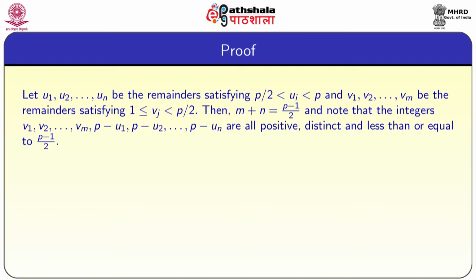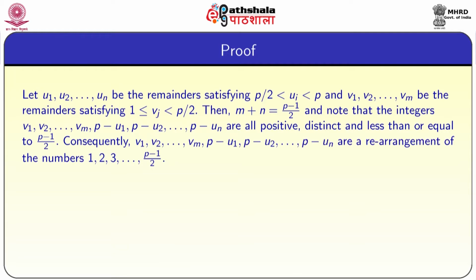Note that the integers v1, v2, and so on up to vm, p-u1, p-u2, and so on up to p-un are all positive, distinct and less than or equal to (p-1)/2. It is because u1, u2, and so on up to un are all greater than p/2, so p-u1, p-u2, and so on up to p-un are going to be less than p/2. Since p is an odd prime, p/2 is not an integer, so they are less than or equal to (p-1)/2.